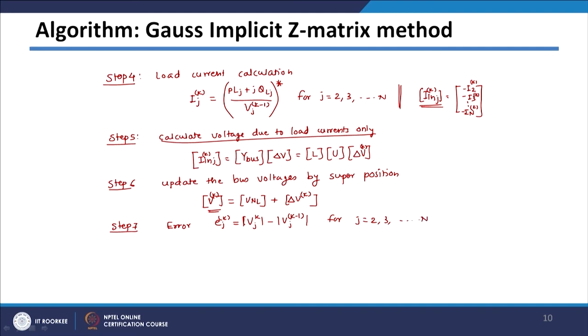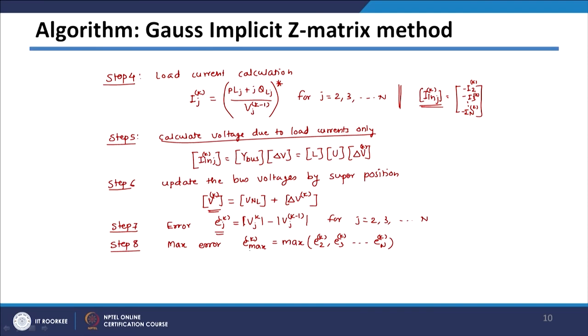So, we can get the error in all the bus voltages, and step 8 will be to calculate max error. In this case max error, E max at kth iteration, will be nothing but the maximum of all the errors which you have calculated in the earlier step. So, here we have calculated E2, E3 up to En, at kth iteration. So, that is why I am writing k here.